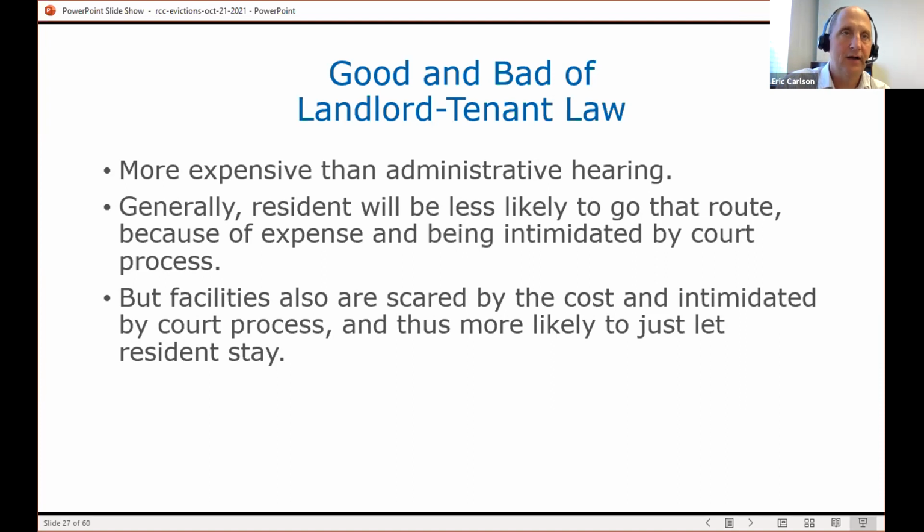In these administrative settings, the burden is on the resident to appeal, where in the landlord-tenant setting, the burden is on the facility to start the process and get a lawyer and file the case. And oftentimes they just aren't willing to do that. Next slide, please.